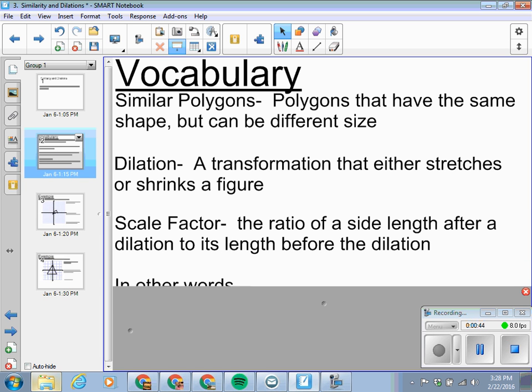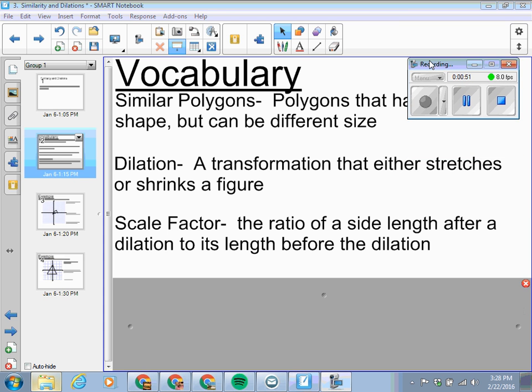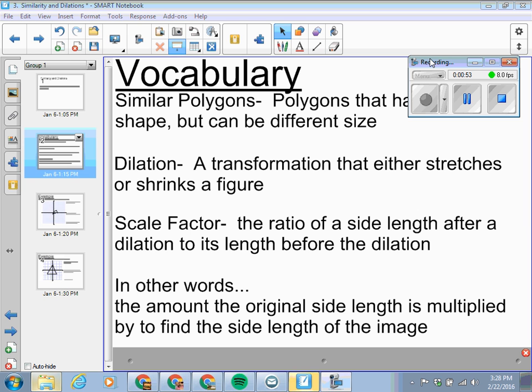And scale factor is the ratio of a side length after dilation to its length before the dilation. Okay, in other words, the amount the original side length is multiplied by to find the side length of the image.